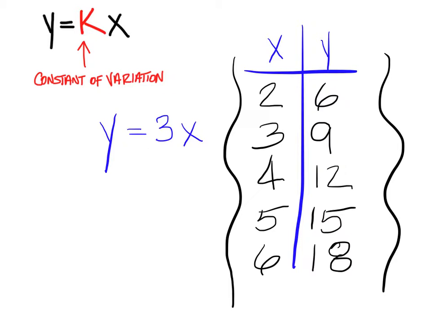In other words, you're doing the same thing to each x value each time to get to here. You're multiplying by 3. And if that's the case all the way through, you have a direct variation.